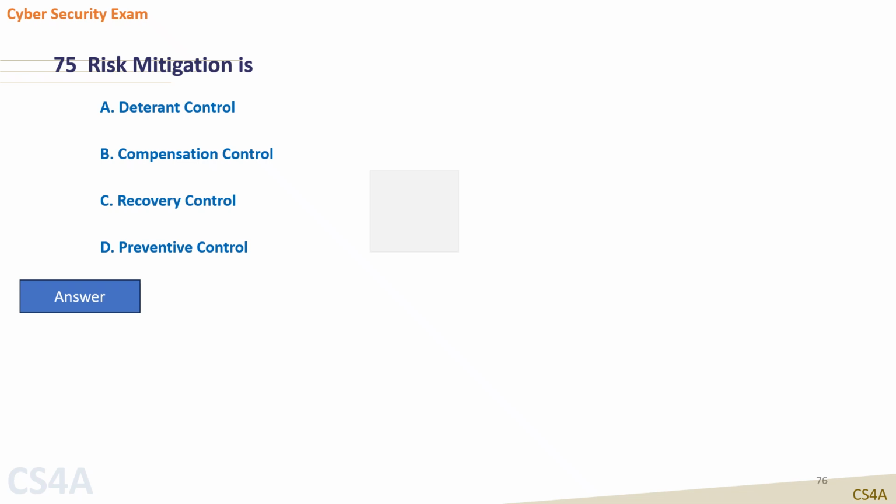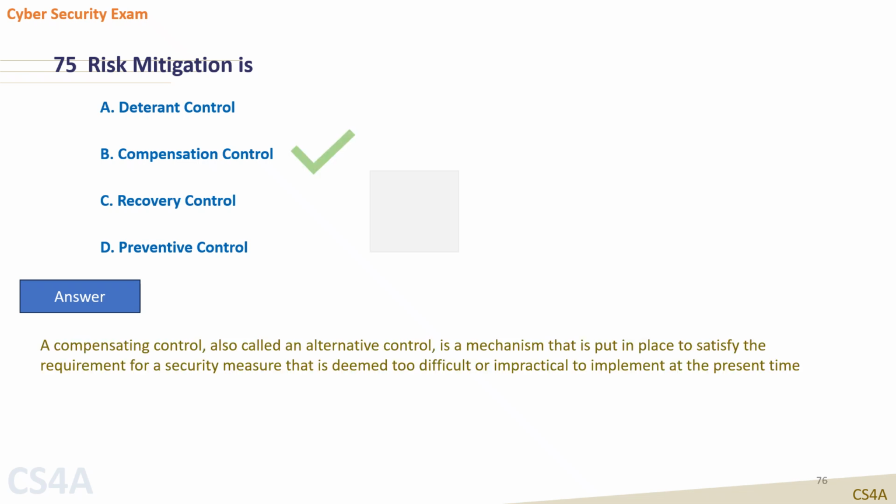So here the question is, risk mitigation is either deterrent control, compensation control, recovery control, or preventive control. Option B is the correct one, because it just compensates the risk. A is not the correct one. It is not a deterrent, it won't give any warning. It is not a recovery control, because it won't do any recovery operations, and it won't prevent that risk. So option B is the correct one.